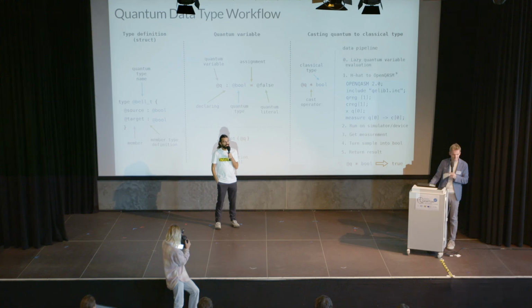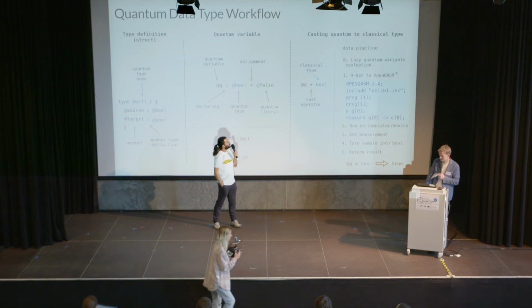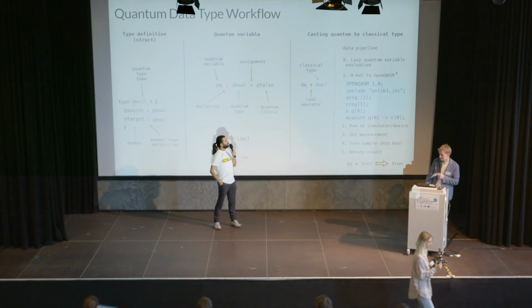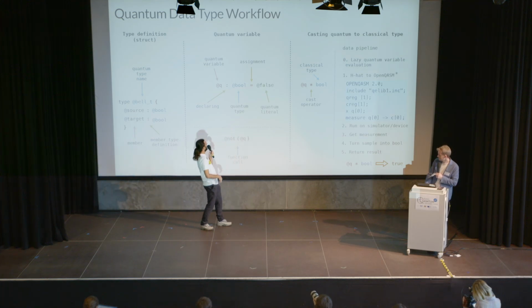Basically, quantum types are lazily evaluated. So they are just accumulating things inside of them, classical or quantum. And when you actually cast quantum to a classical type is when the magic happens. It will transpile to any kind of QASM-like language, and then be executed and simulated or run on a device. And then the measurements are retrieved, analyzed and converted to the actual type that you wanted to convert to. And in this case, it just returns true.